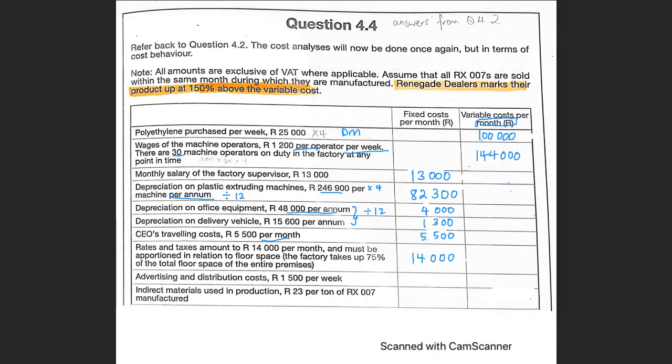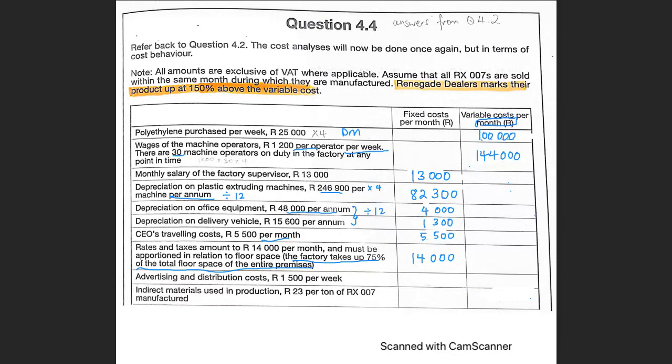You don't have to worry about this bit here that they had mentioned to you within brackets about how much floor space the factory takes versus the office, because that would only be if we were putting it into the categories of direct material, direct labor, overheads, general admin, marketing, selling, and distribution. Here, we're not putting it into those categories. We are just identifying whether the total 14,000 Rand is fixed or variable in nature.